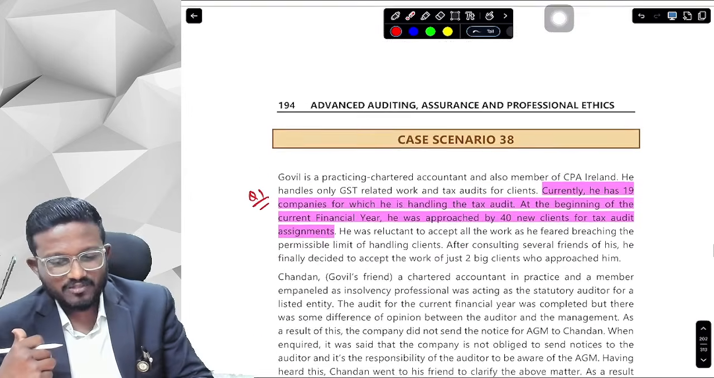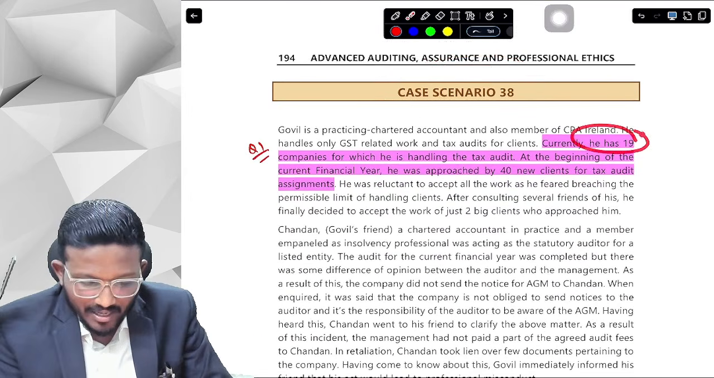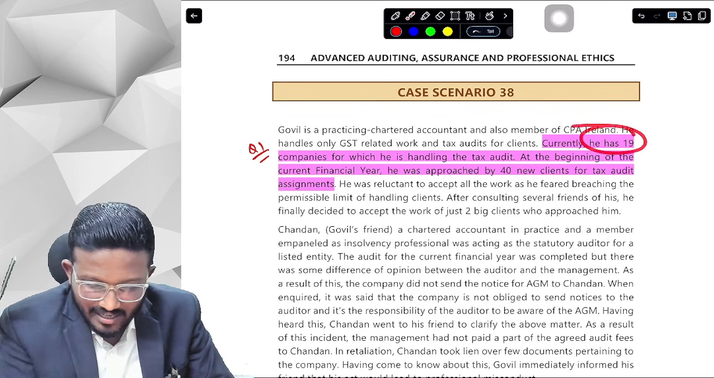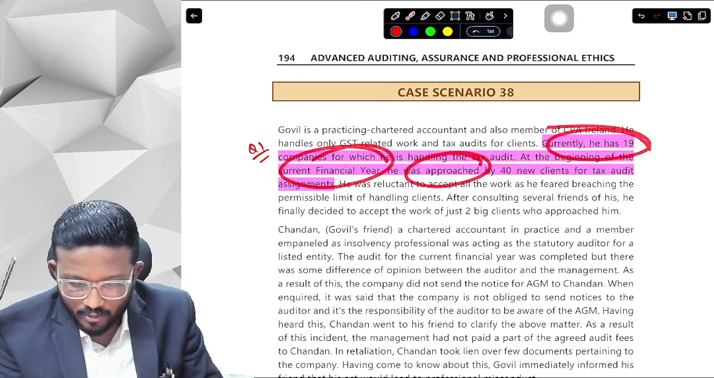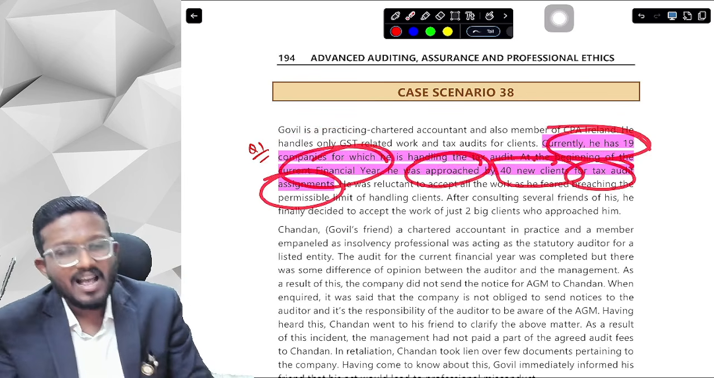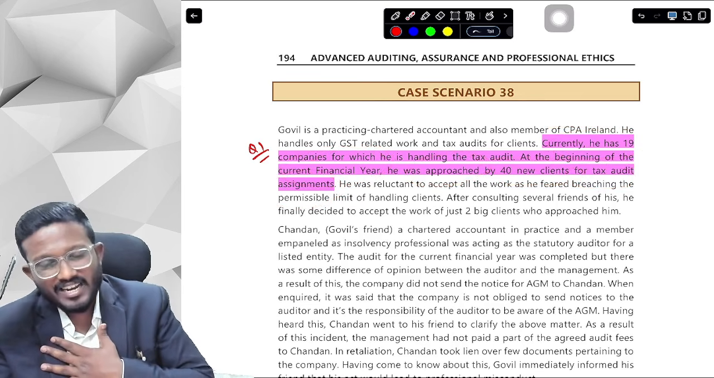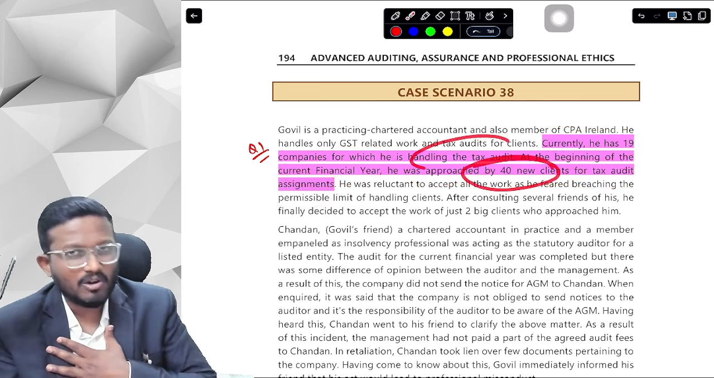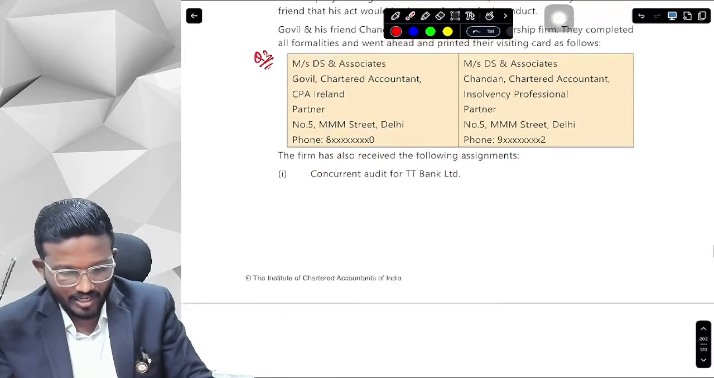Okay, yes sir, this was your case scenario number 37. Let's do case scenario number 38. It says that currently we have 19 companies for which we are handling tax audit. At the beginning of the current financial year, we were approached by 41 new clients for tax audit assignments, and we are a proprietor. So can we accept 41 tax audit assignments? Yes, we can accept, because 19 plus 41 comes to 60, and we can accept a total of 60. So yes, we can accept all of them.